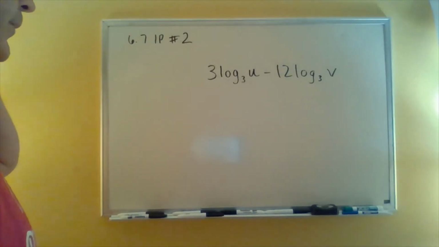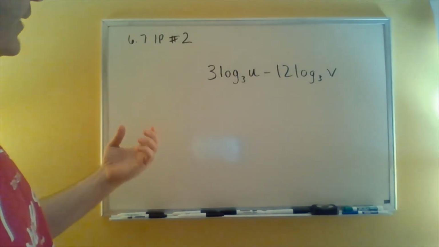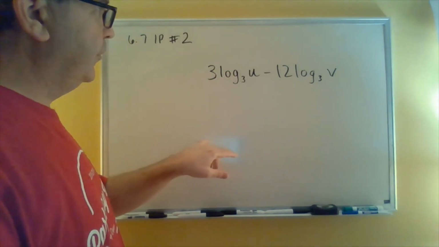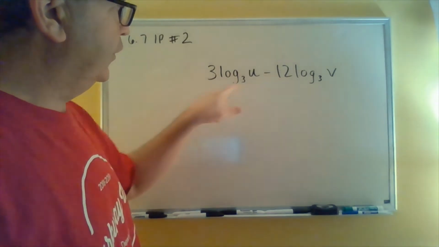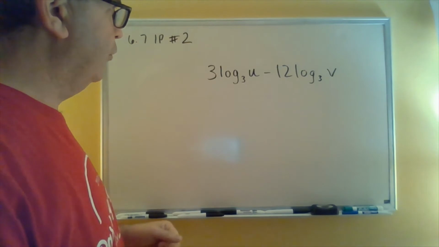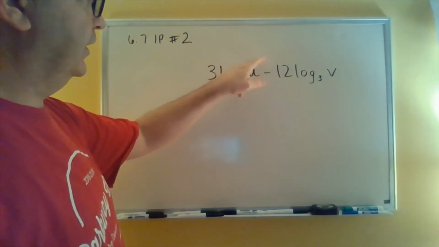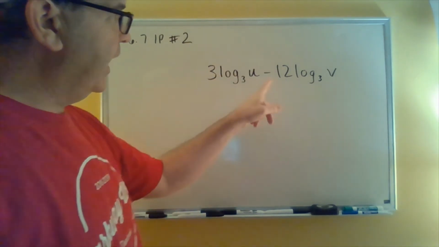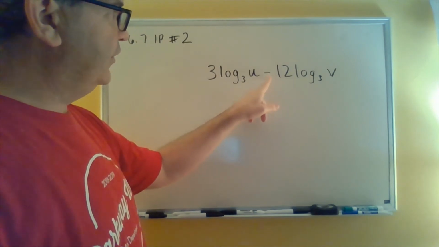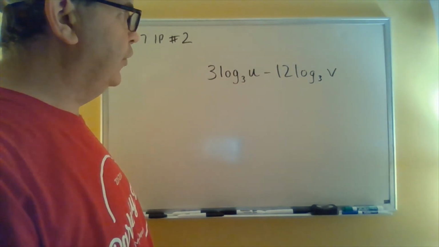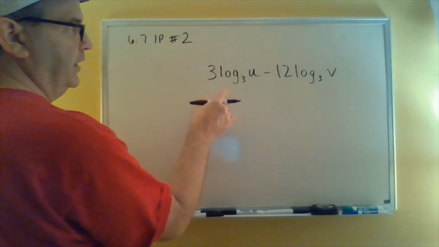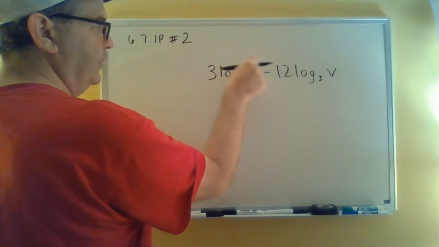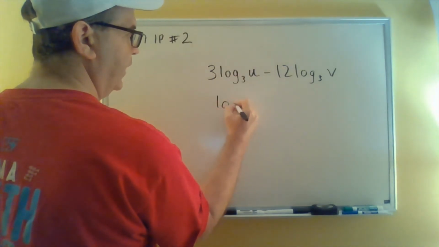Here is number 2, and it's similar to number 1 in that the same two things are jumping out at me. I have coefficients in front of my logarithms. That means I'm going to use the power property because I'm going to be able to move those coefficients into the exponent spot. And I have a subtraction sign here, which means I'm going to use that quotient property. So let's use that power property first.